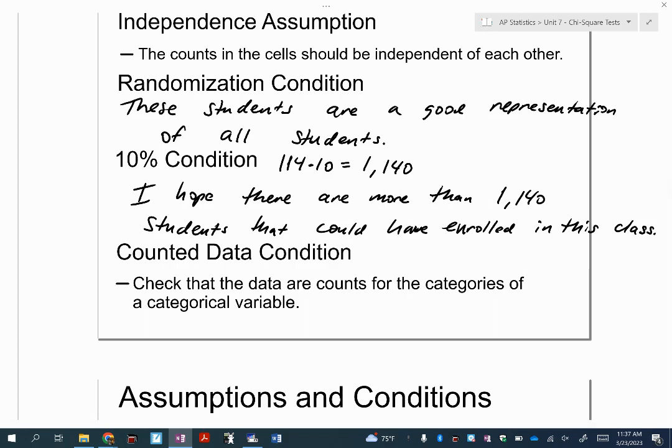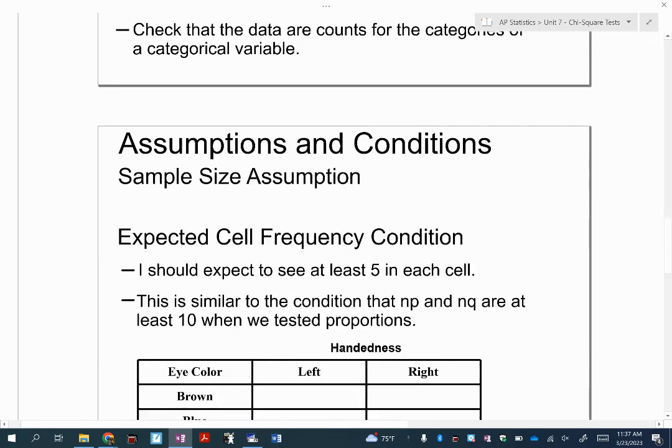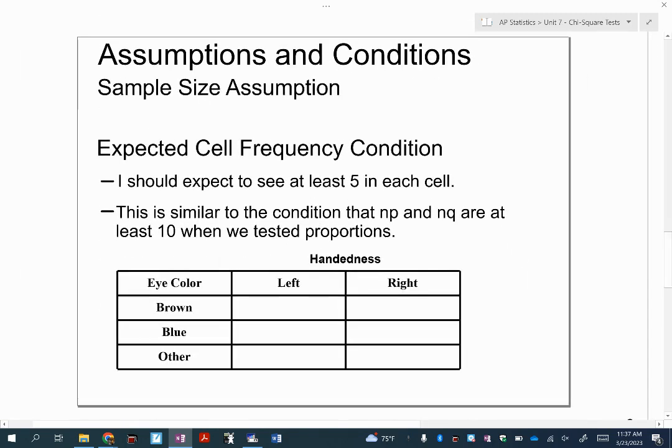We have to make sure we're talking about categorical variables here. You just look at someone and ask them, what is your eye color? And you put them in a category. Same with what your dominant hand is. So yes, these are both categorical. The sample size assumption: we need to assume that 114 students is a large enough sample.